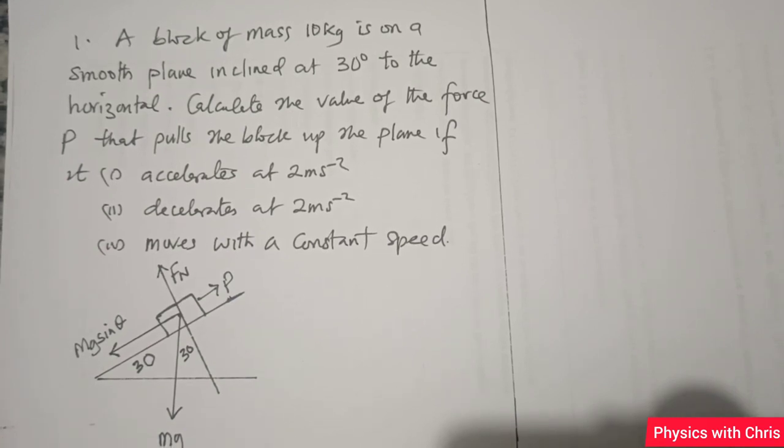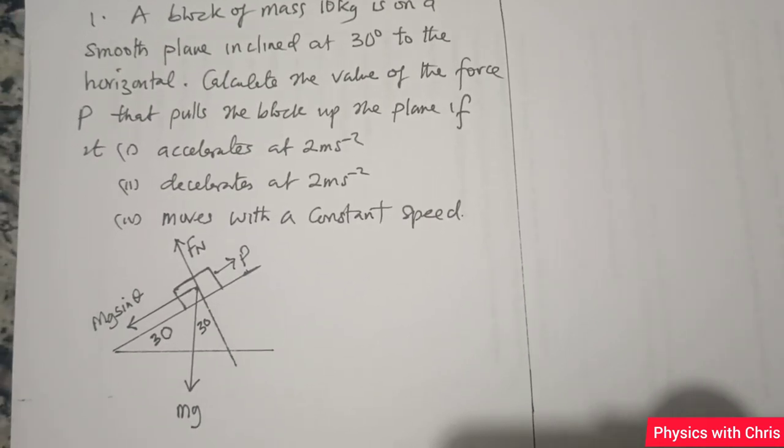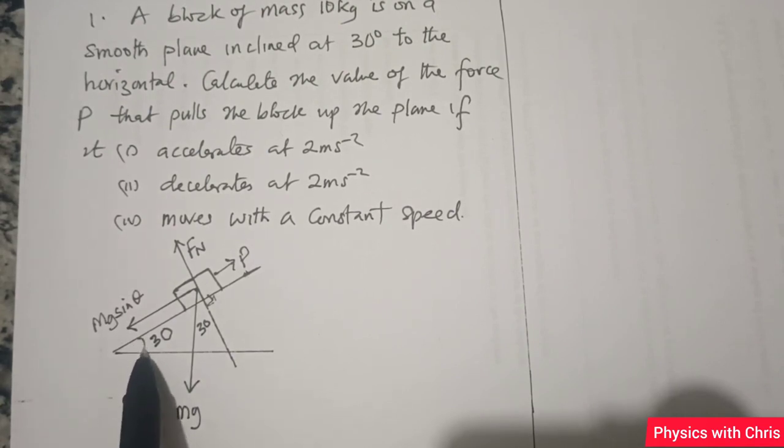up the plane. First of all, you can see there I've already drawn the free body diagram of this block of mass, showing all the forces acting, including the force P. And then I also included the component of the weight, mg, that acts down the plane and also parallel to the plane. And you can see the normal force, Fr, that acts perpendicular to the plane surface. And then this is the angle of inclination, which is also equal to this angle.